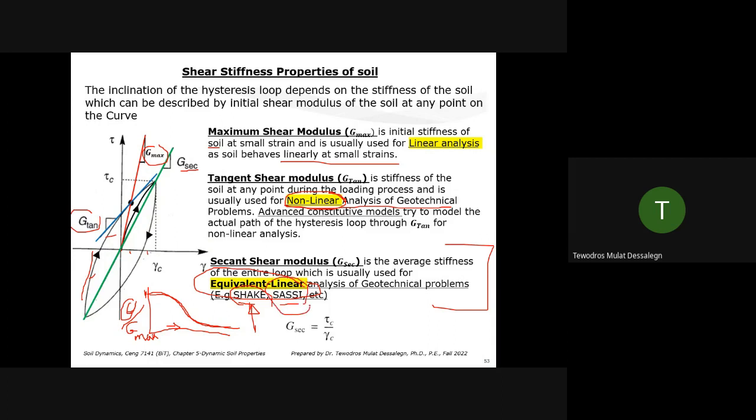SASSI is one of the best software programs to model soil-structure interaction analysis. It models both the soil and the structure. In the soil, they have a wave propagation technique, and for the structure, it has the finite element method, like STAAD.Pro and SAP2000. So it can model everything together in one shot.